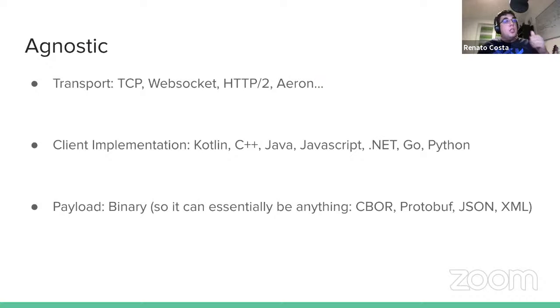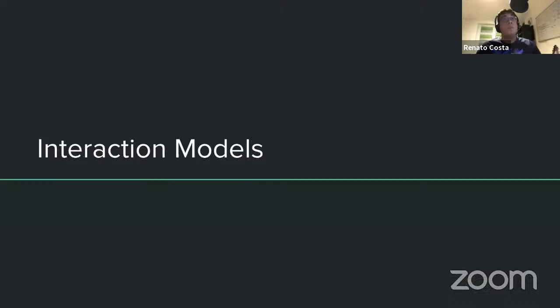What does that mean? You can say, hey, I want to do my transport via TCP directly. I don't need the overhead that HTTP does. I can use WebSocket. I can use Aeron. I know a lot of people in the finance sector are using that right now. Client implementations, you have Kotlin, obviously, you have C++, Java, JavaScript, .NET, Python. You can just use it. And the payload can be binary. It can be protobuf. It can be JSON. It can be a bunch of things. You decide how this encoding can be done.